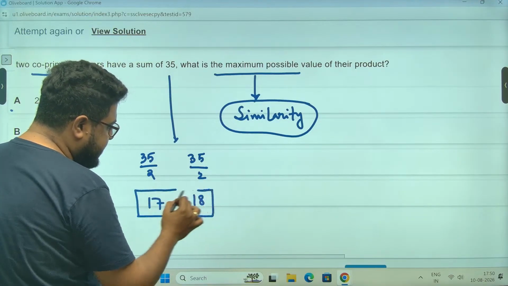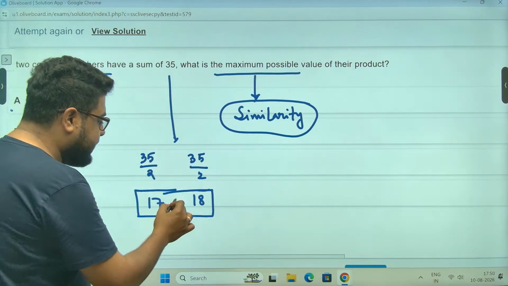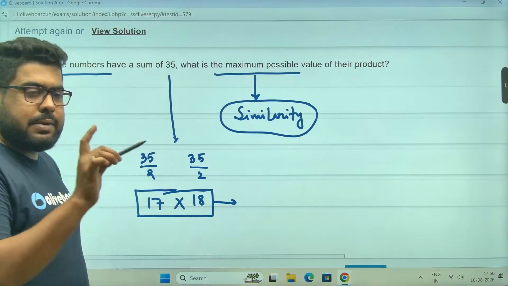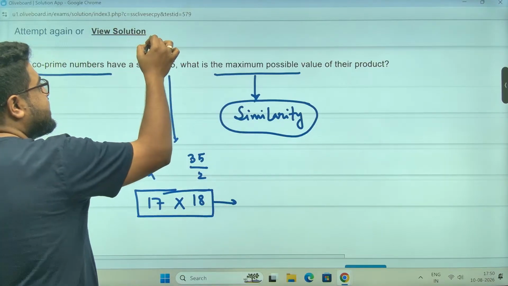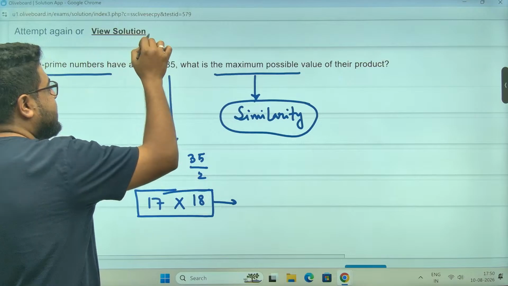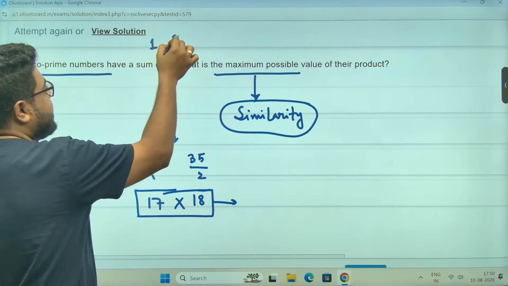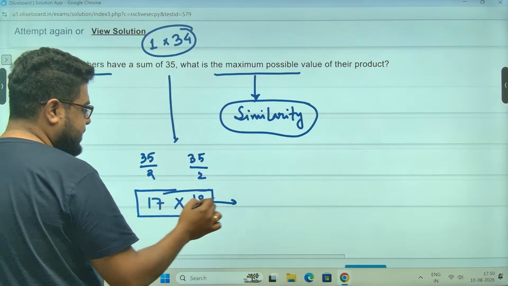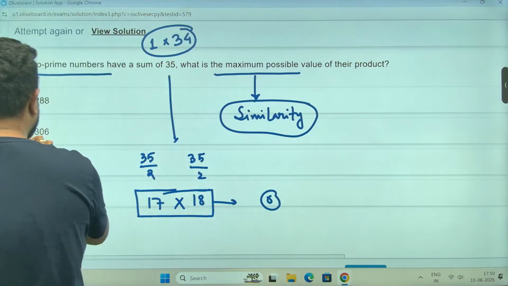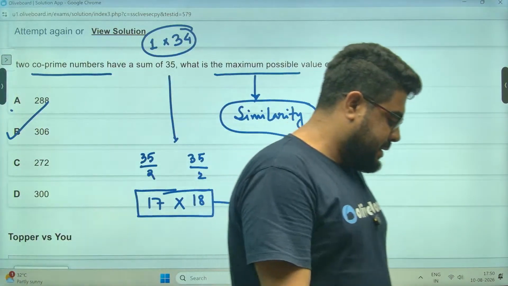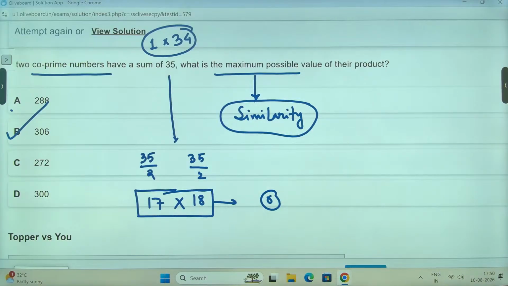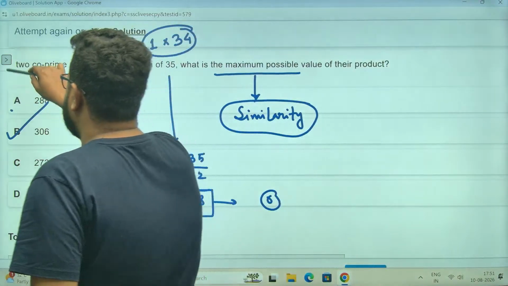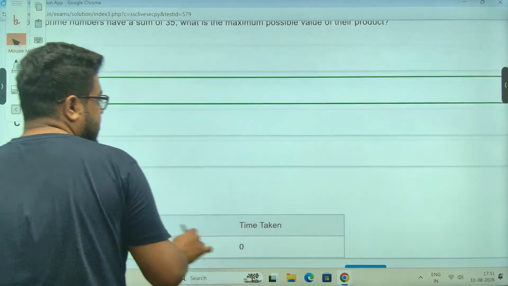See, 17 plus 18 is 35, so this multiplication will be the highest. You can check. The lowest will be when the symmetry is least, meaning 1 and 34. That will be the lowest multiplication, and this will be the highest. So the unit digit is 6, and 306 is the answer. Option B is your correct answer. Again, this concept of maxima and minima you can apply everywhere. Clear, everyone? Next one, please.